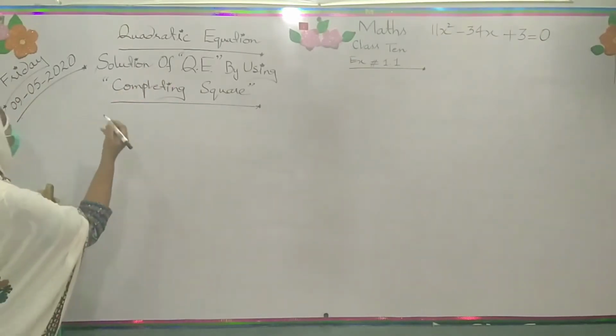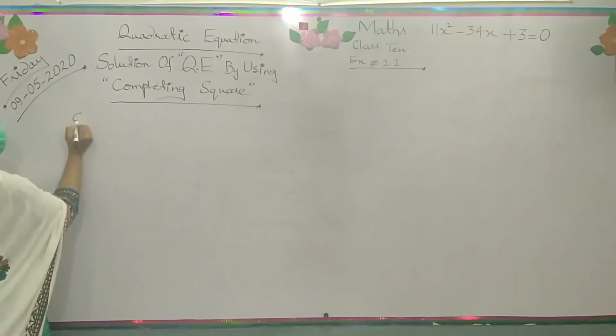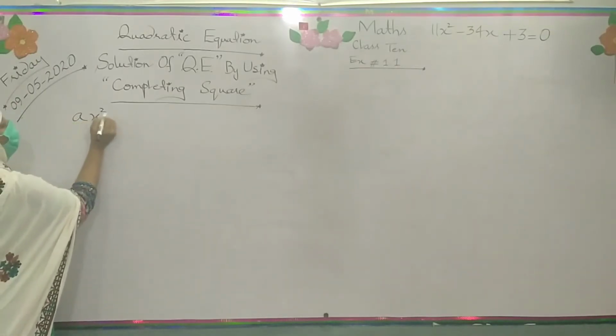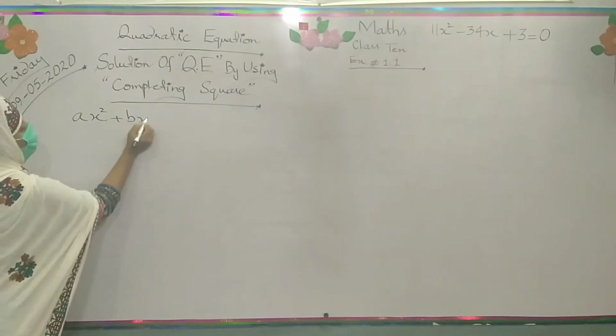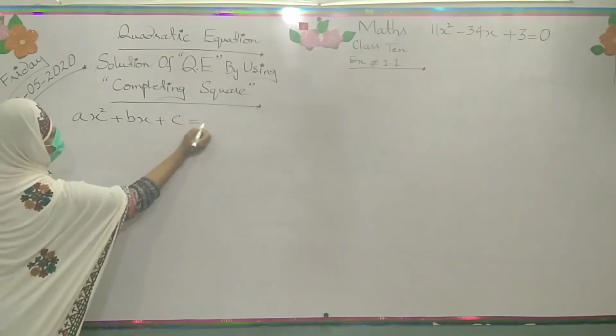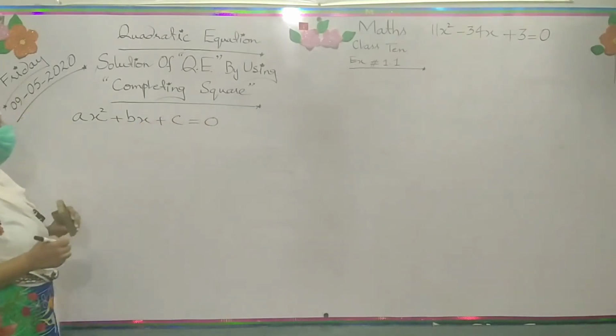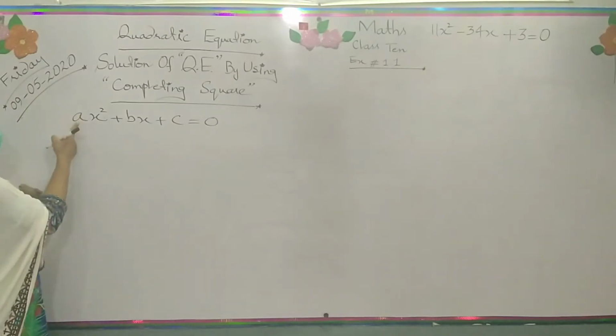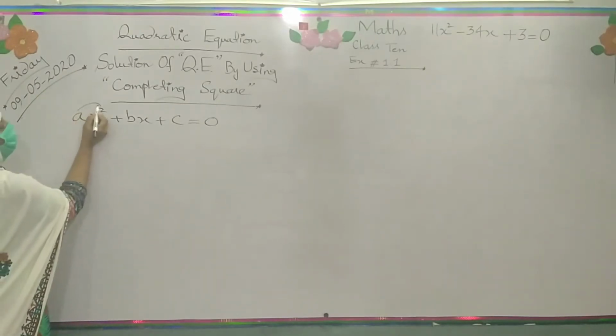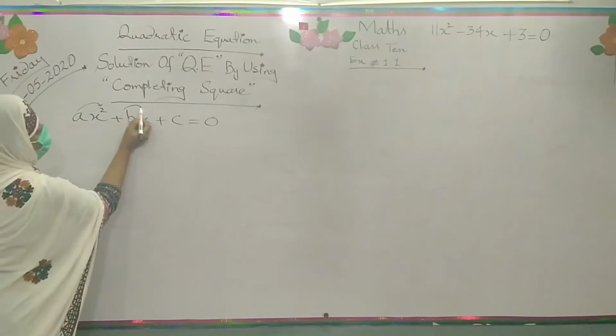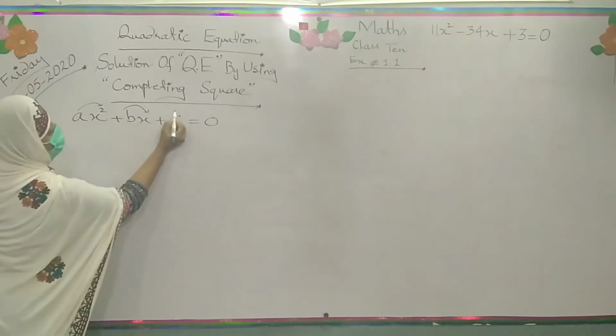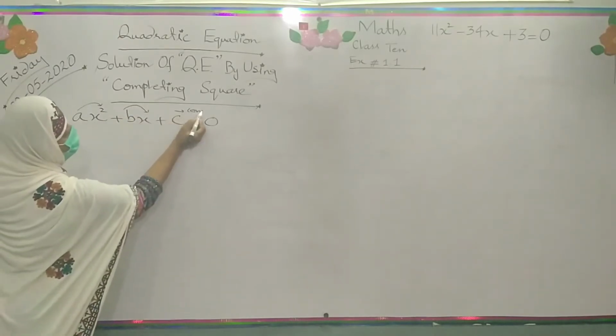You know, the standard form of a quadratic equation is ax square plus bx plus c is equal to 0. And I have told you this a is the coefficient of x square, this b is the coefficient of x, and this c is a constant.